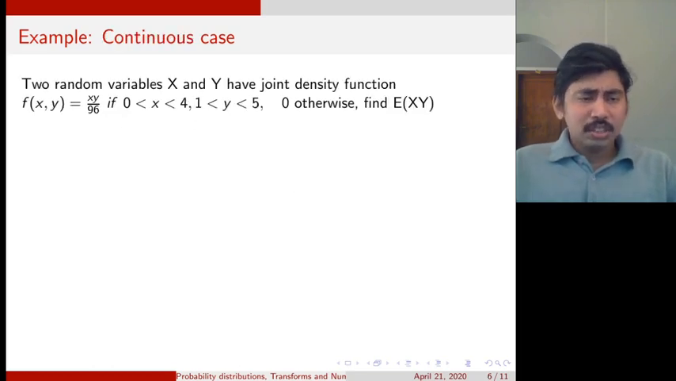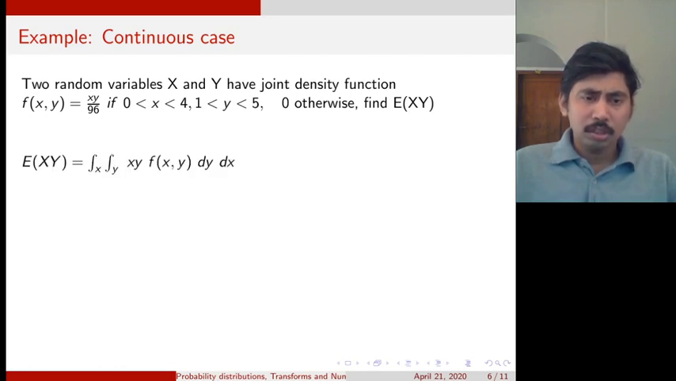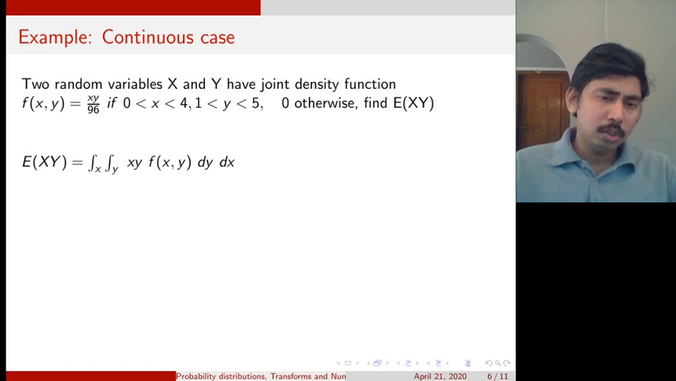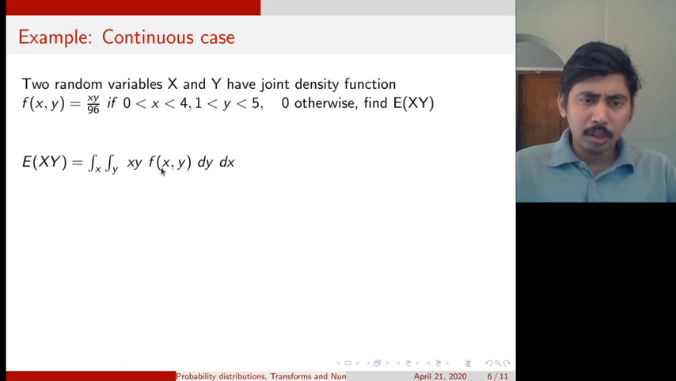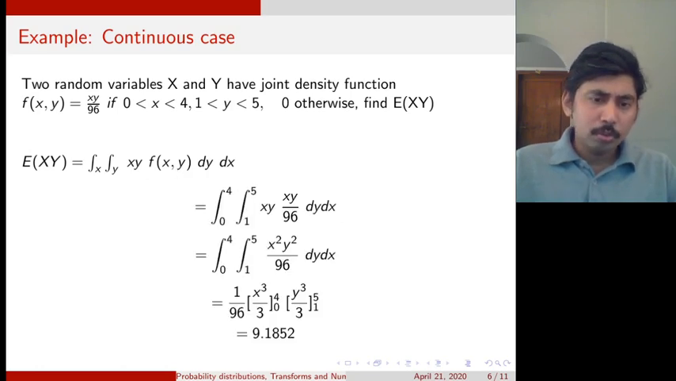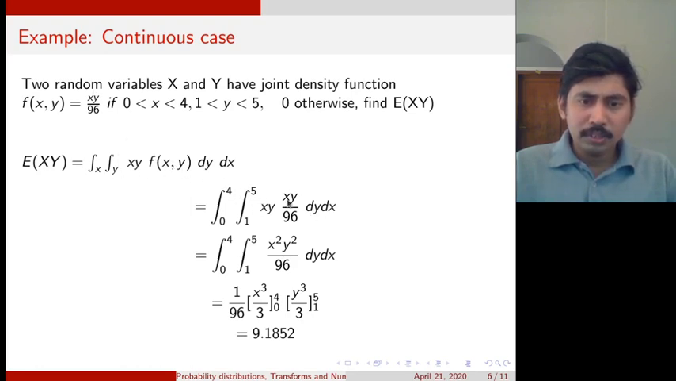Let's go to a continuous example. If two random variables x and y have joint density function f of xy equal to xy by 96, 0 less than x less than 4, 1 less than y less than 5, 0 otherwise, find expectation of xy. So expectation of xy equals integral over x, integral over y, the function xy, into the corresponding probability. That's all. So we substitute xy here, and f of xy equal to xy by 96, and it becomes x square y square by 96.